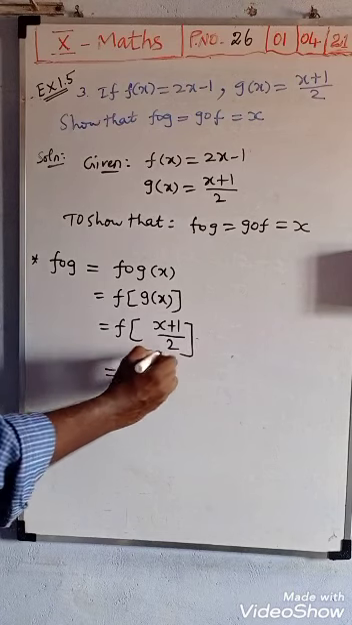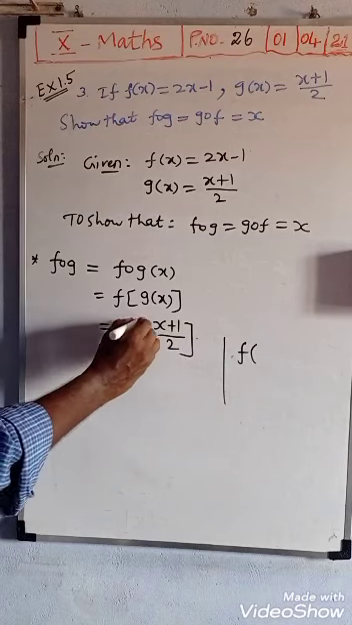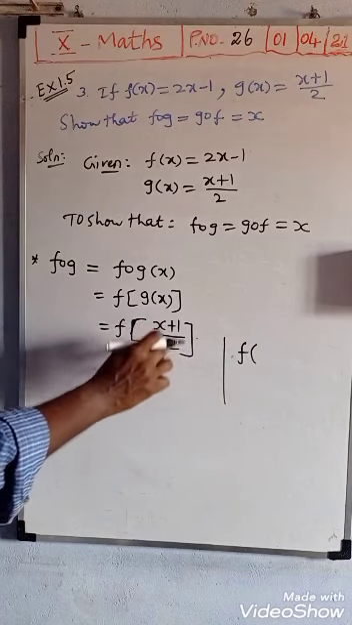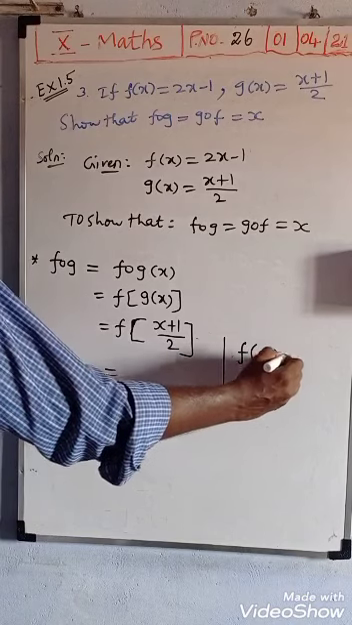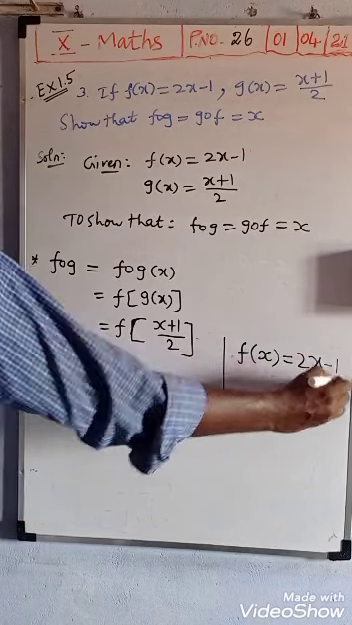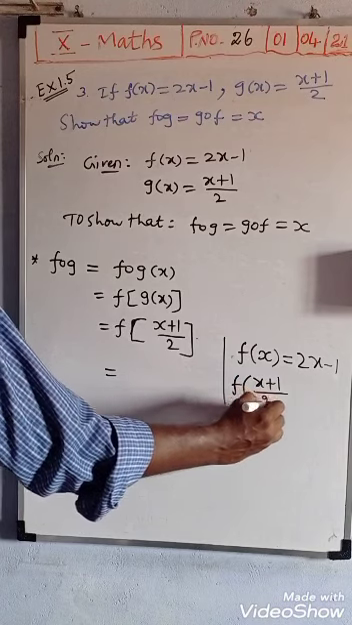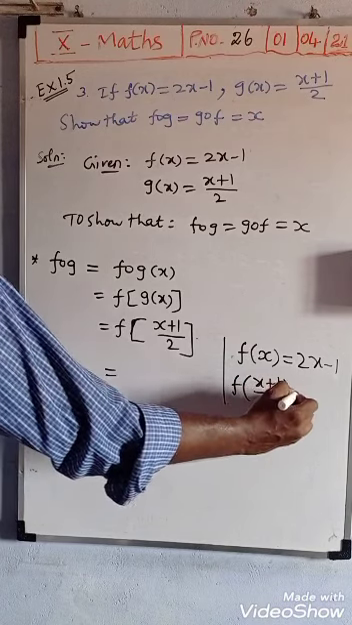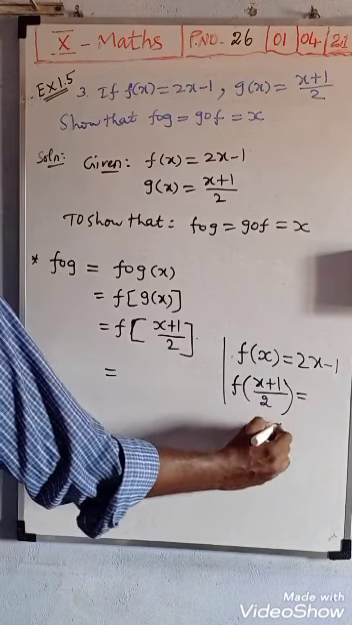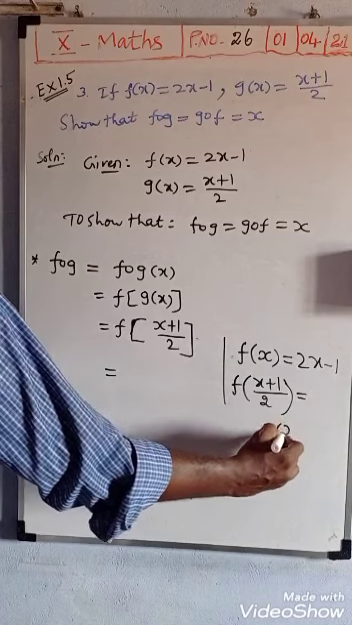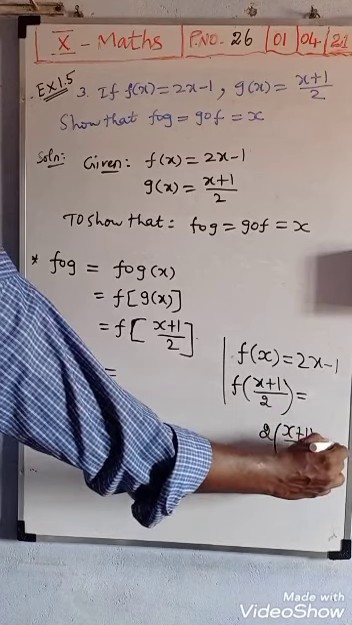Now here, f of (x plus 1) by 2 value we want to find. We already know f of x is 2x minus 1. So instead of x you should substitute (x plus 1) by 2. So you should substitute: 2 times, instead of x, (x plus 1) by 2, then minus 1.